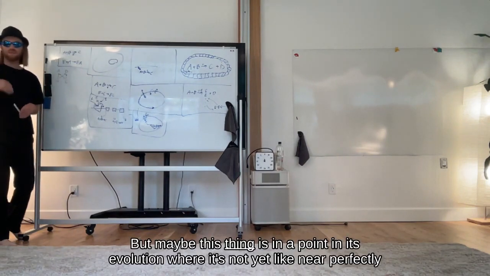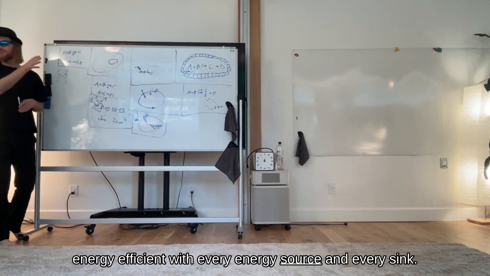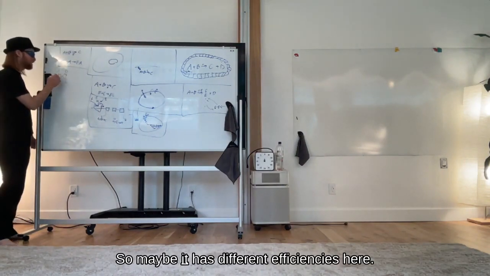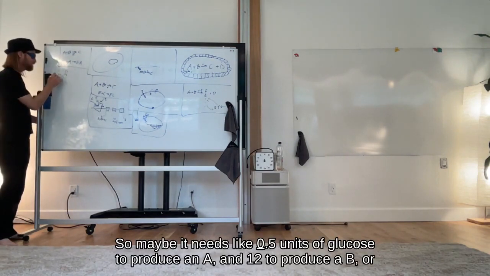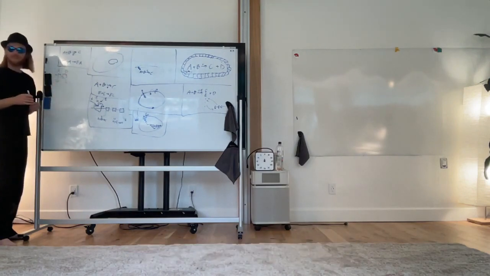But maybe this thing is at a point in its evolution where it's not yet near perfectly energy efficient with every energy source and every sink. So maybe it has different efficiencies here. Maybe it needs 0.5 units of glucose to produce an A, and 12 to produce a B, or only 6 units of lactose to produce a B, or 0.4 units of lactose to produce an A.